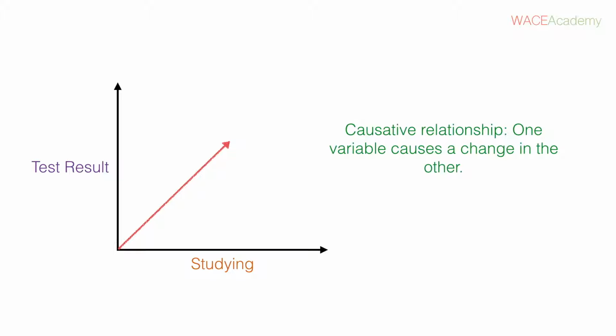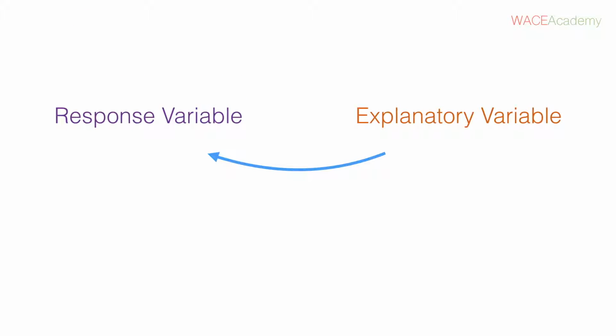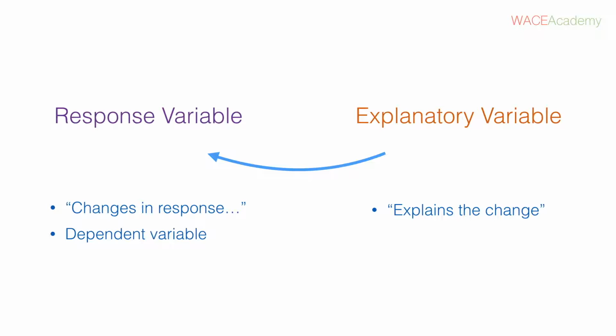If it is the case where there is a causative relationship, there will be a response variable and an explanatory variable. As the name suggests, the response variable is the one that changes in response to the explanatory variable, and likewise, the explanatory variable is the reason for the change, or in other words, explains the change that occurs in the response variable. For those of you that do a science, the response variable can be thought of as the dependent variable and the explanatory variable as the independent variable.